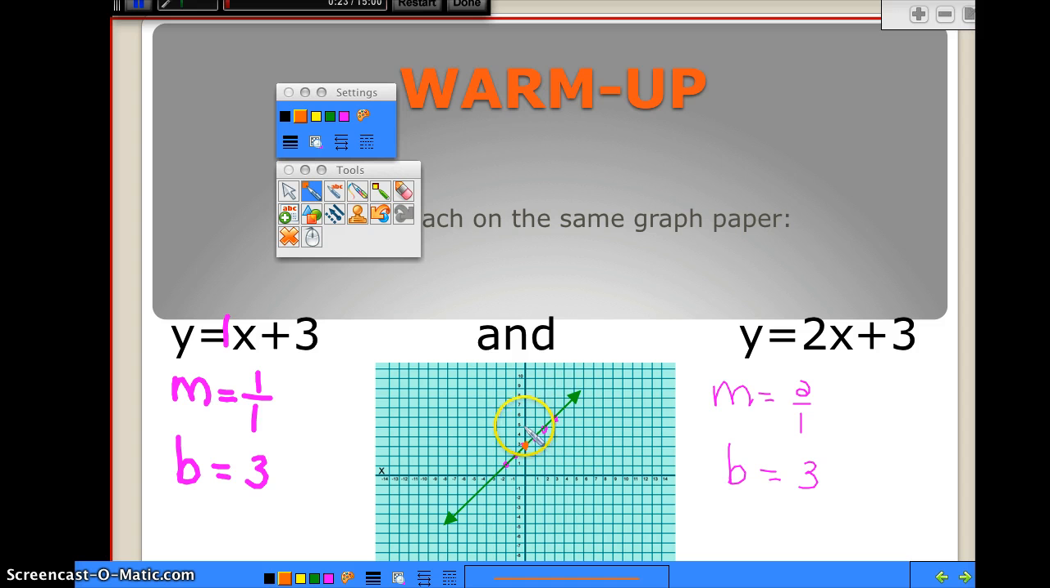So we're going to go 1, 2, to the right 1, 1, 2, to the right 1, 1, 2, to the right 1, or you can go down 2 to the left 1 and plot your points that way. Then go ahead and connect it with a line. Try to go all the way through, farther beyond your points, your first and last point on that.